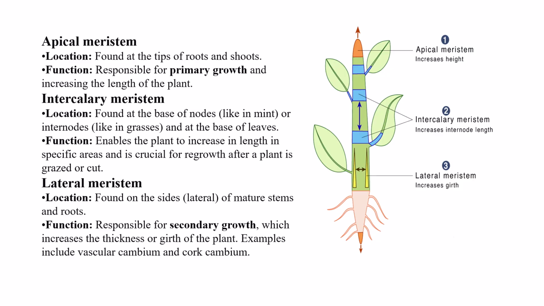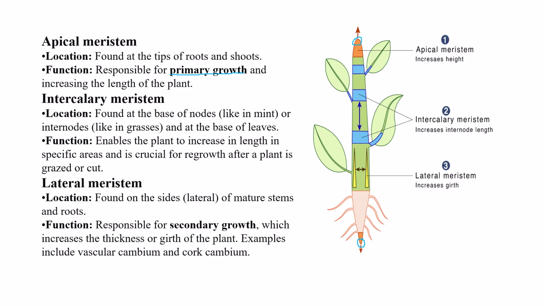See, apical meristem, its location is at the tip of roots and shoots, as I have told you in the earlier table also. See here, it's at the shoot and at the root, the orange shaded part of the picture. Its function is that it is responsible for primary growth. You have to note this point. It is important for primary growth and increasing the length of the plant.